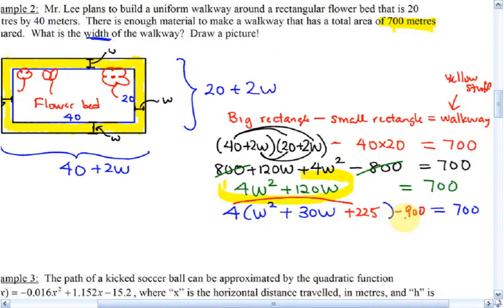I will now simplify this to become 4 bracket w plus 15 all squared. And can I move the negative 900 to the other side? So that'll be 900 plus 700 is 1600. That's good. Nice numbers. Yes, I'm nice to you.